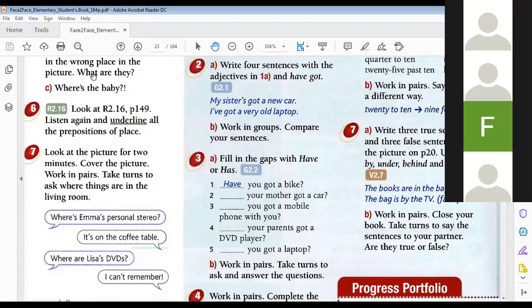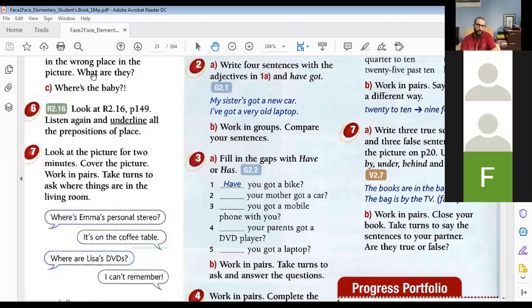Yeah. Okay. Tom's keys are on the chair. Okay. On the chair. Yes. Can we use in? Okay, on. Sorry. Okay. What's your second example?